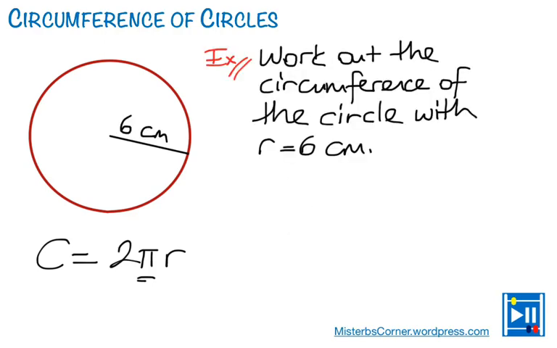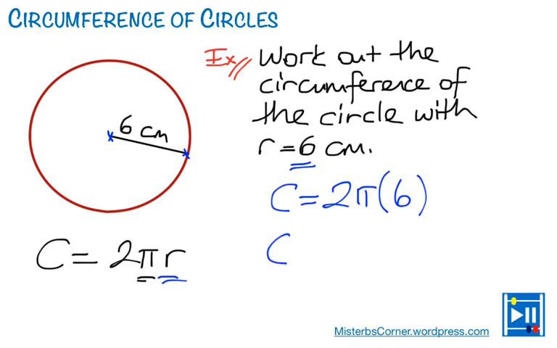Work out the circumference of the circle with radius 6 centimeters. The radius is the line from the origin, the center of the circle, to the circle itself, right? So this is the radius, and it's given to be 6 centimeters. All I have to do is write down C equals 2 times pi times 6. So I substitute the value of the radius into the formula. So this becomes C equals 2 times 6, which is 12, so it's 12 pi.